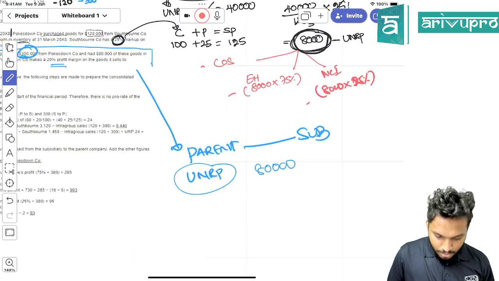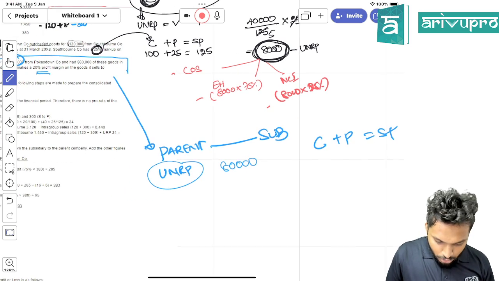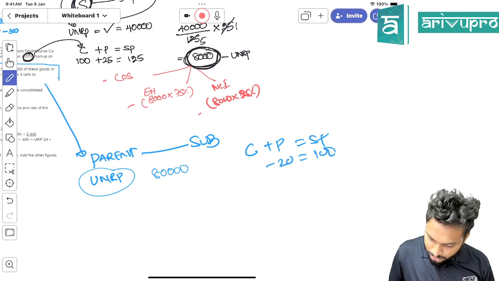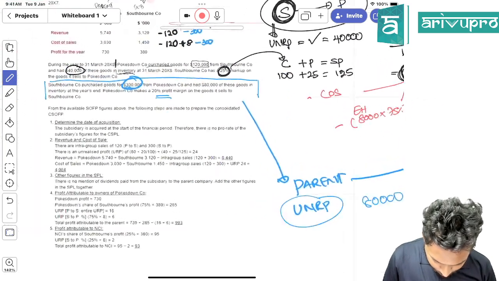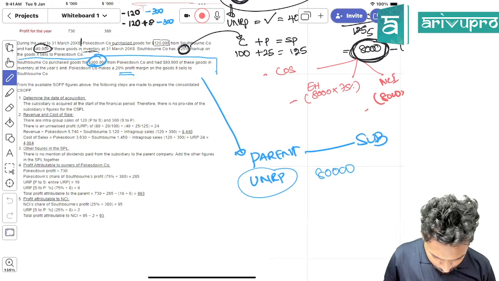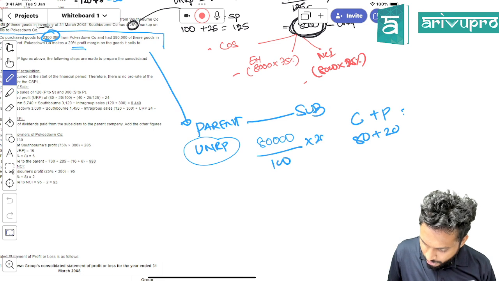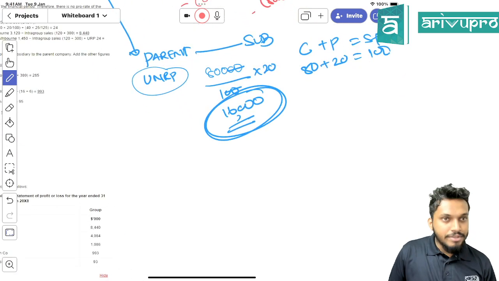Isn't it? So they are using margin. So your cost plus profit is equal to your selling price. So if they are using margin, your selling price is going to be 100%, and they are using 20% profit, so your cost is going to be 80. Which means this 80,000 is divided by 100 into 20. So how much is that? 16,000. So this 16,000 is your unrealized profits.